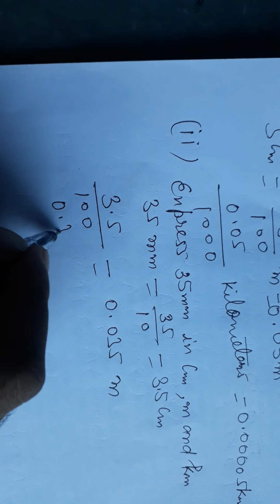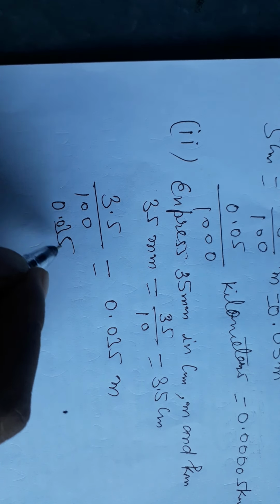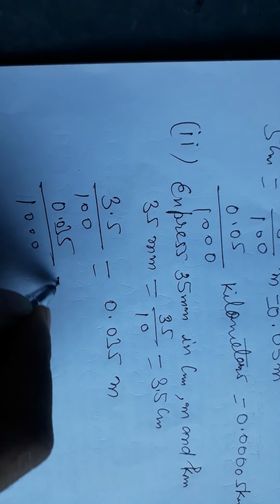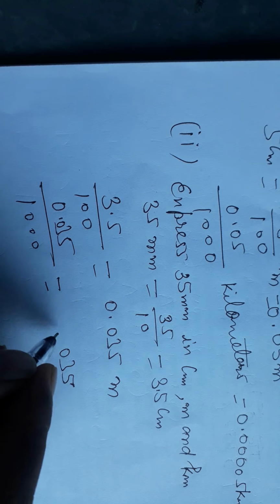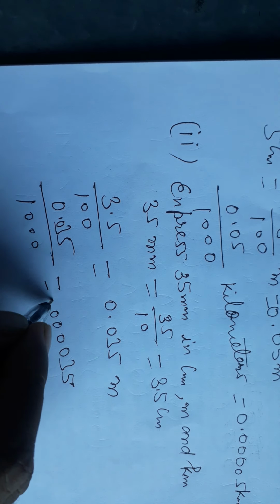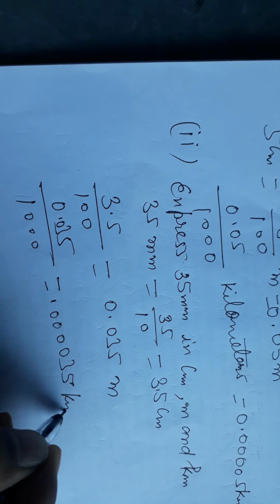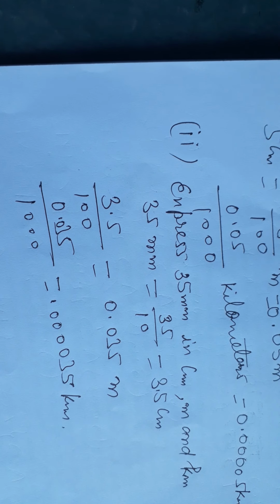Okay, now we will go for kilometer. What we have to do is divide 0.035 by 1000. 35 is already here, we have to put 3 zeros also. This is our kilometer and this is the answer also. Okay, so next one is what?